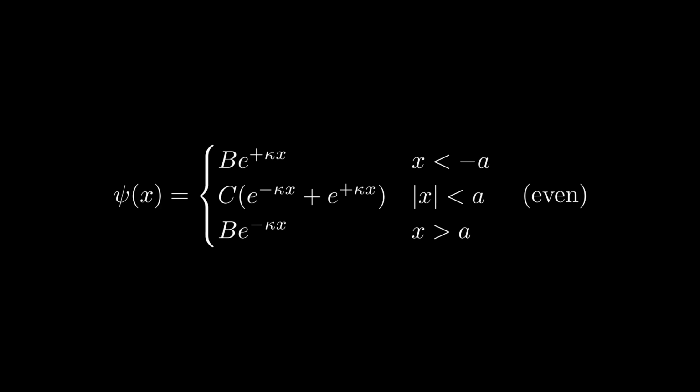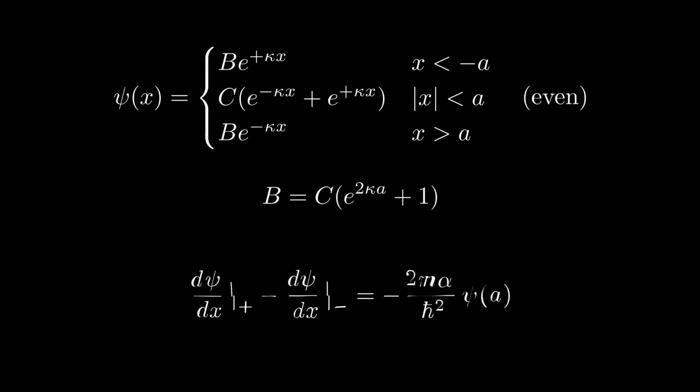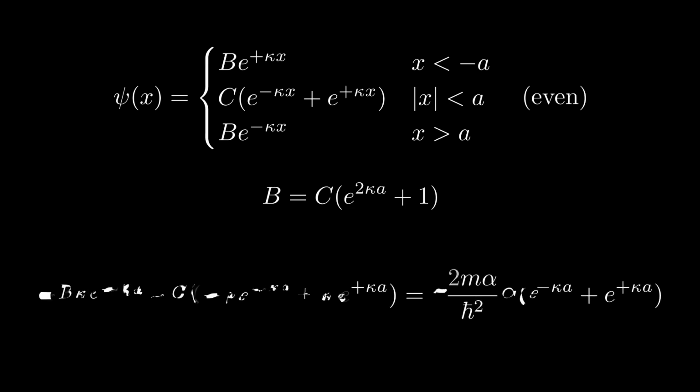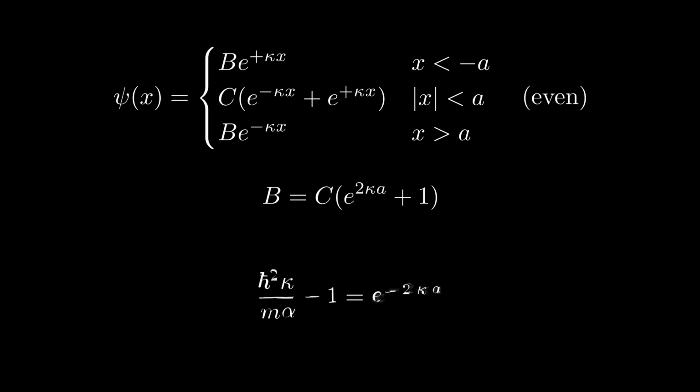By continuity at a, we have the following relation between B and C. Using the same jump discontinuity condition as before, but now at x equals a, we can perform some algebraic manipulation to get the following transcendental equation for kappa. Note that we can also arrive at the same equation by simply looking at the other jump discontinuity at x equals minus a. We of course cannot solve this analytically, but practically speaking, we can solve this either graphically or using numerical techniques.